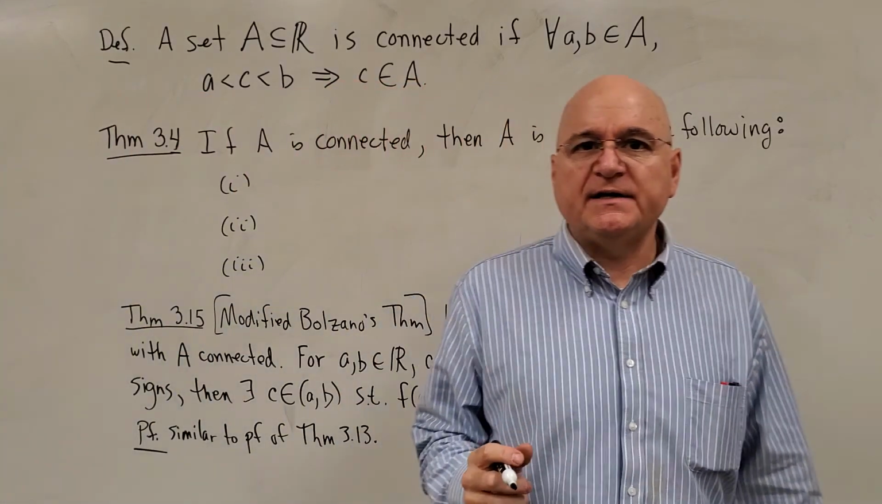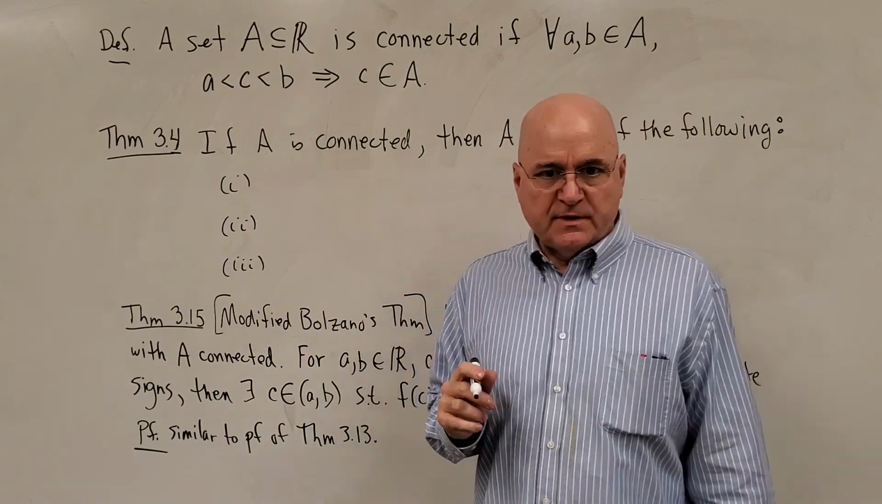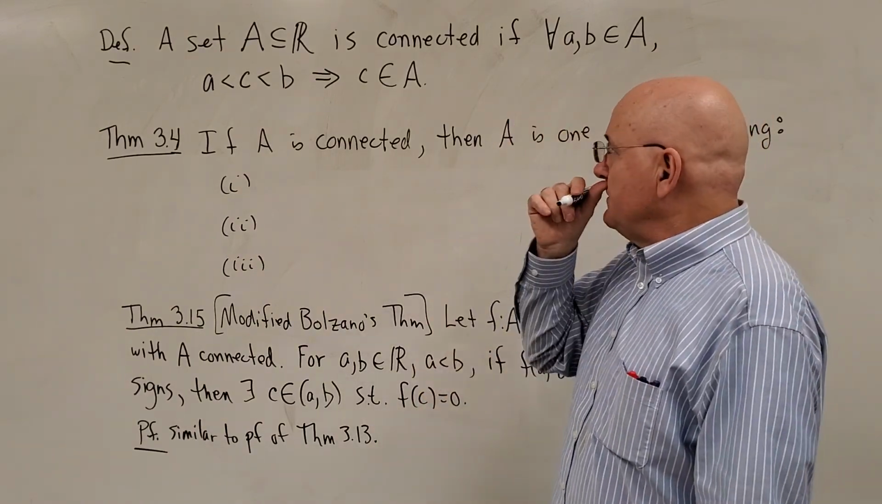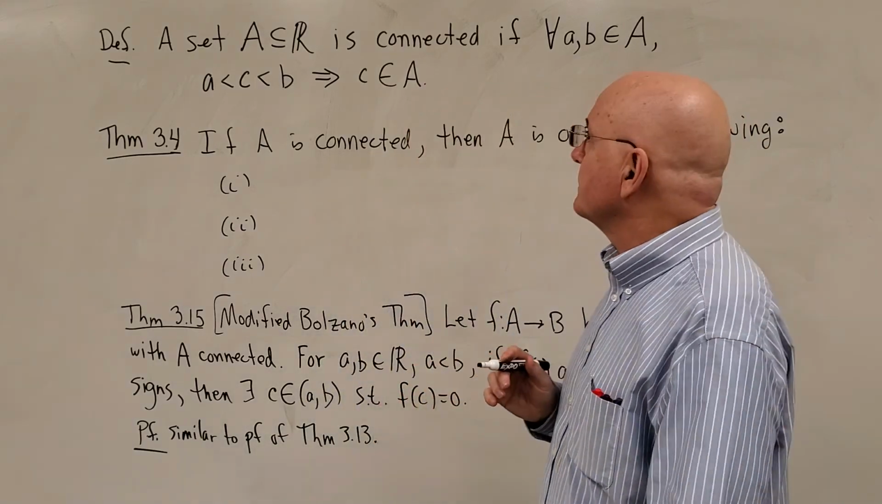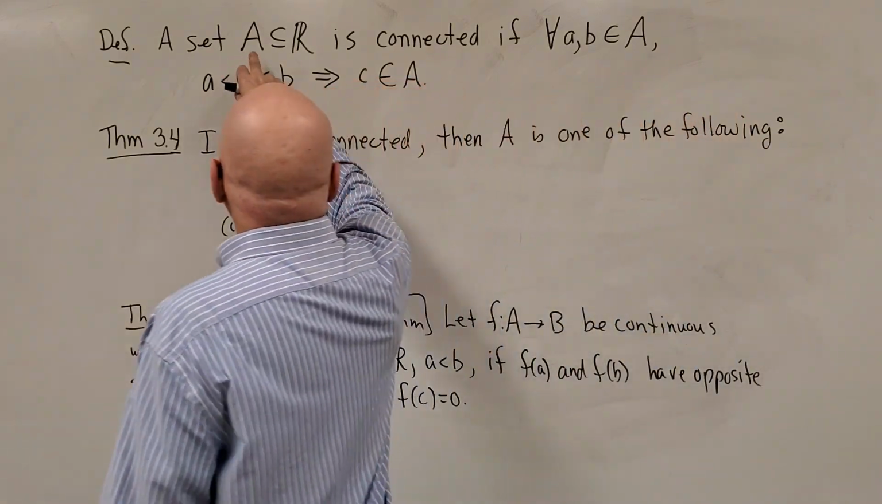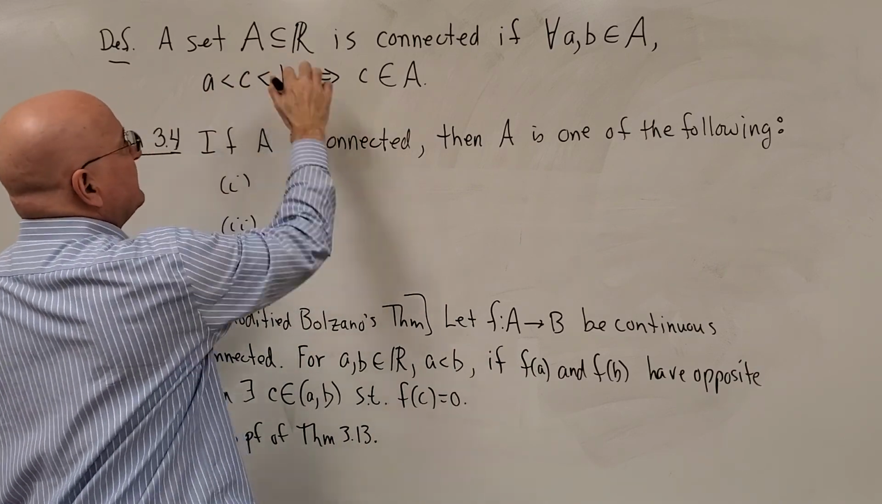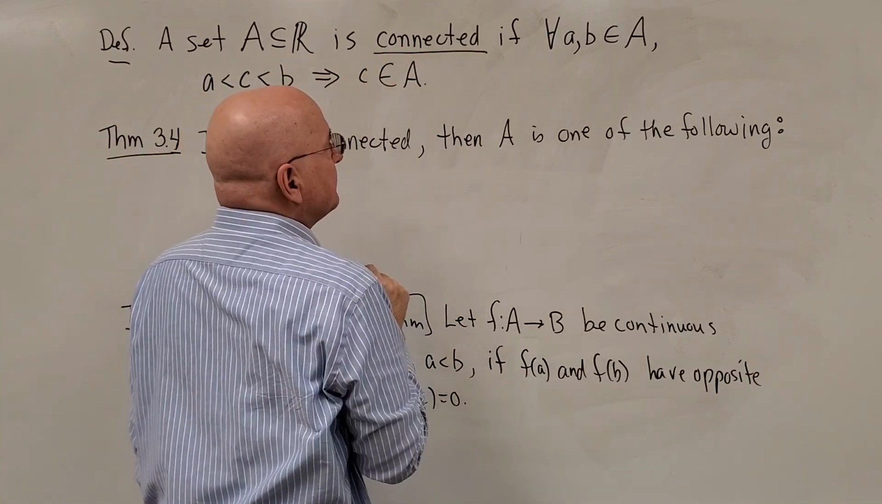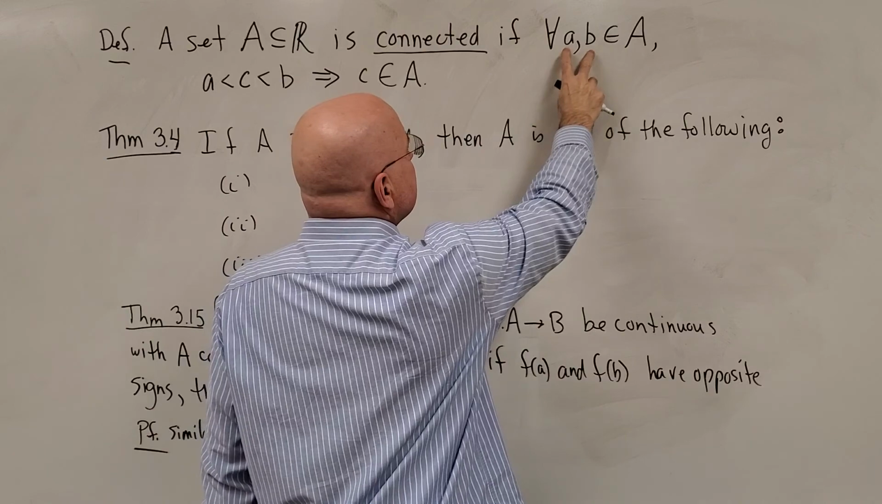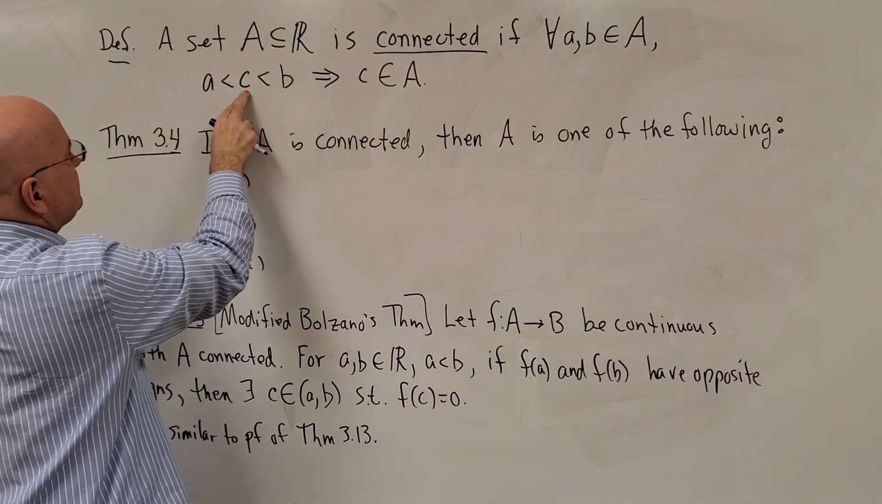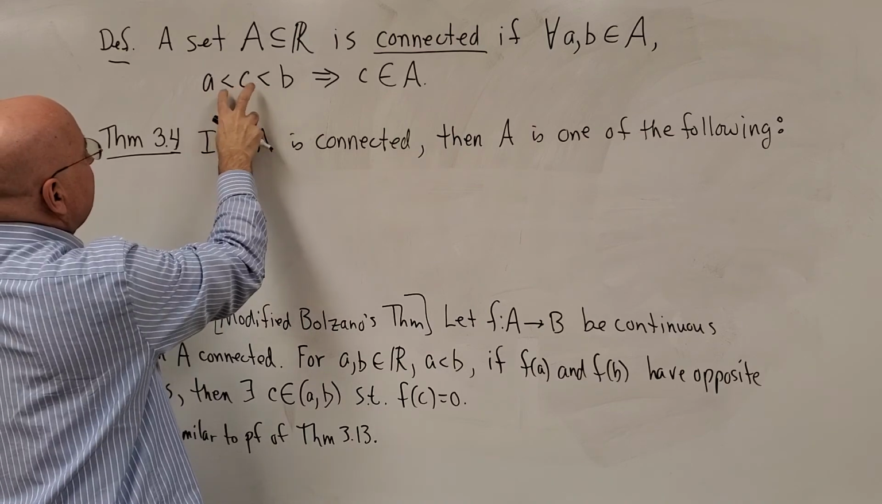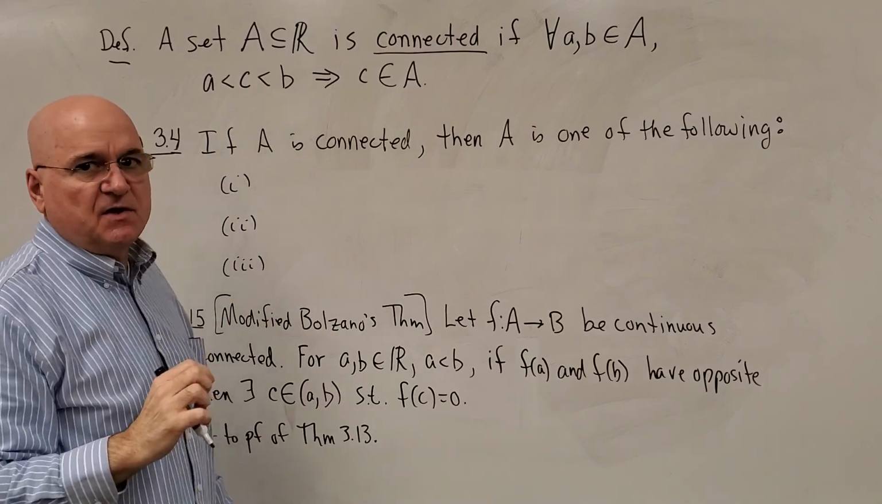As we work our way to the intermediate value theorem, we introduce a new definition, a new type of set called a connected set. A set A, a subset of the real line, is connected if for every two numbers in the set, A and B, C strictly between them implies C is also in the set.